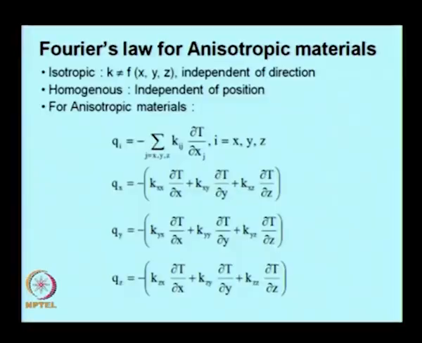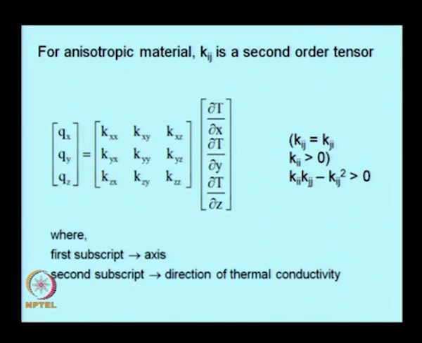Now for anisotropic materials, qx, qy, qz, each of these contains 3 components. So you have qx is kxx dT by dx, kxy dT by dy, and kxz dT by dz. Like that, it follows for the other 2. So the heat flux is related to the temperature gradient through something called the thermal conductivity tensor. It has got 9 components.